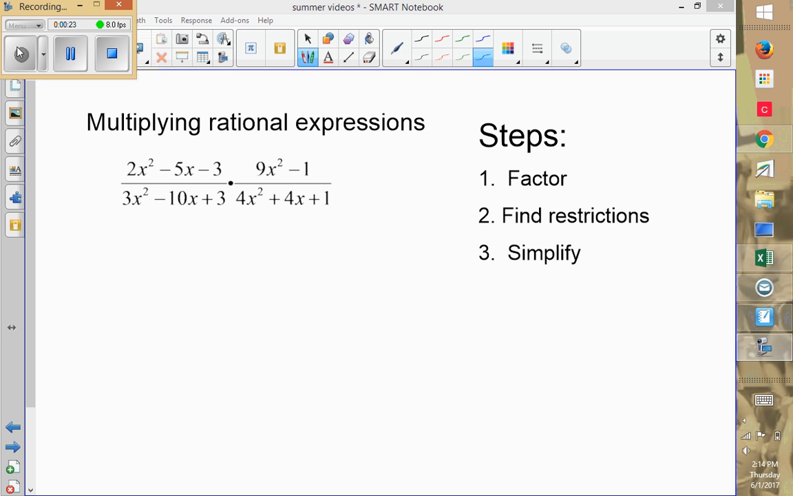Step 1 will be factor. Step 2 would be to find any denominator restrictions, and step 3 would be to simplify what we can. So looking at the problem that we have here, we have 4 things to factor. The nice thing about these is this practices your factoring skills.